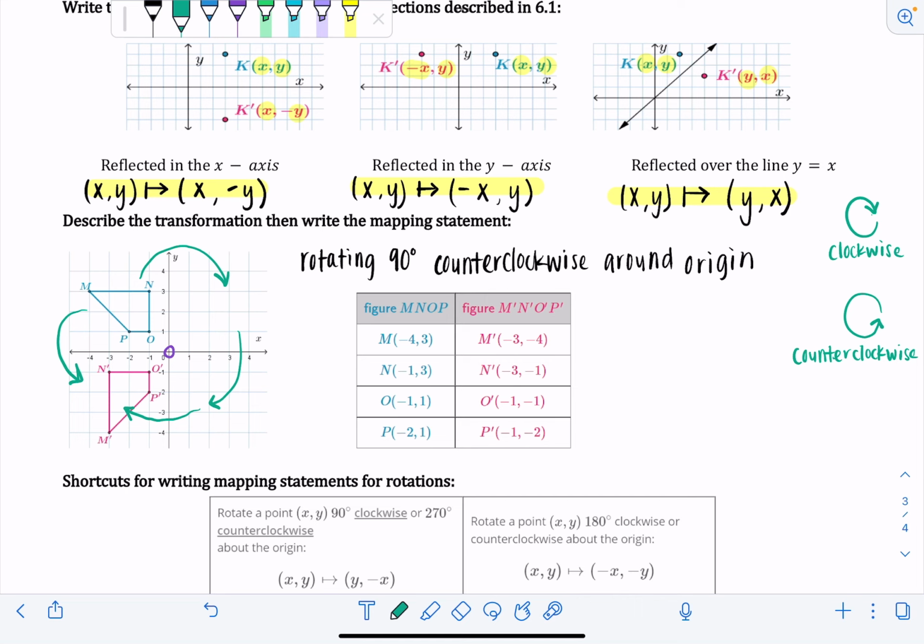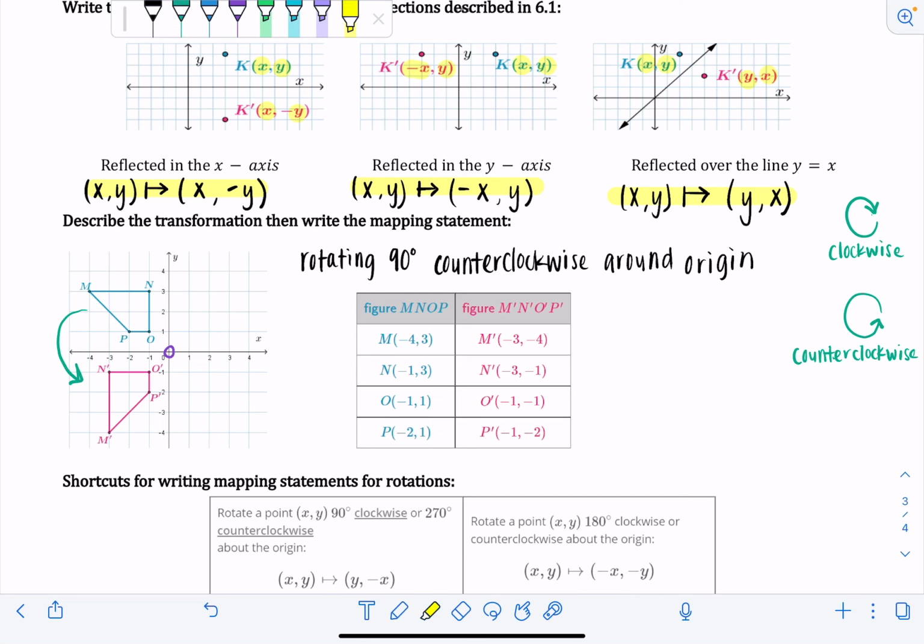I don't really recommend writing them that way, but I just kind of want you to know that you could, and more so that you can always write rotations in different ways and still have a correct answer. Okay, so the table is here to help us see what changes are being made to our points, specifically to help us write our mapping statement. So take a second, look at the table, see if you notice a pattern.